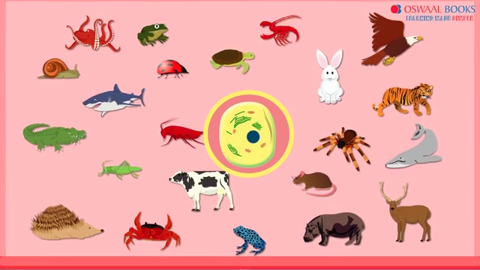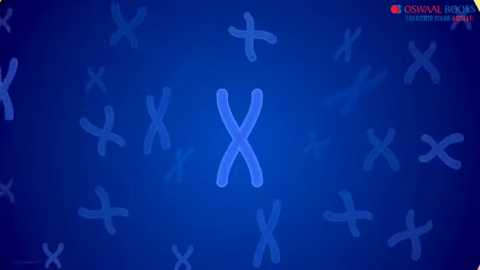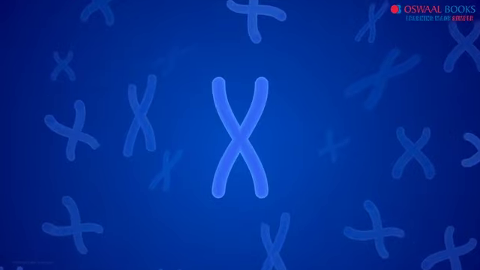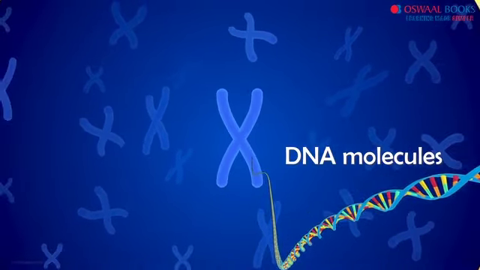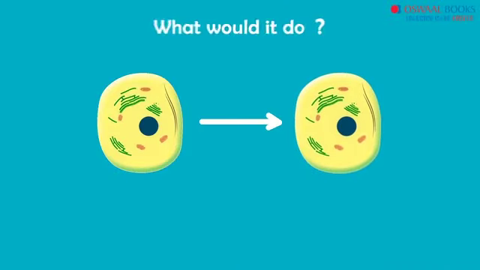actually works. Let us assume we have one single cell. It has a nucleus where there are a bunch of chromosomes, and these chromosomes are made up of DNA molecules. Now, if this cell wants to create another cell like itself, what would its possible course of action be?